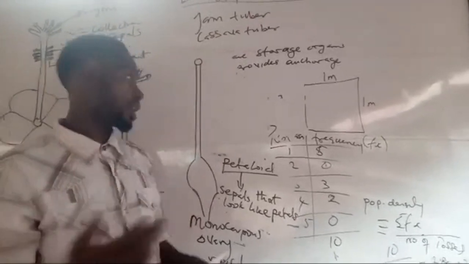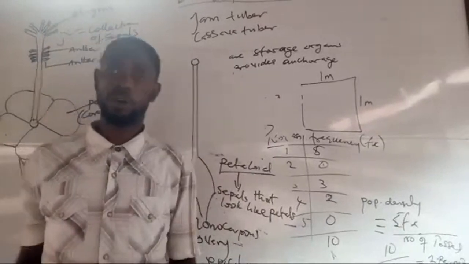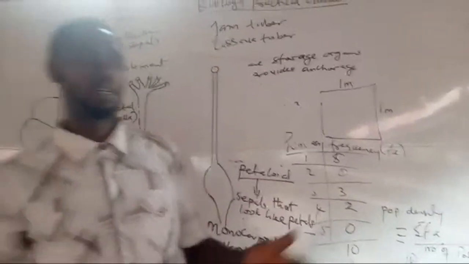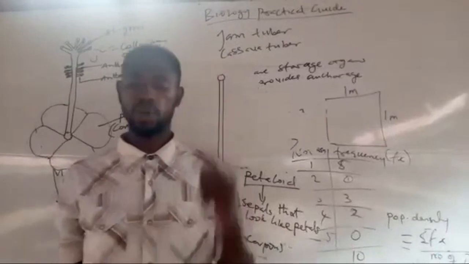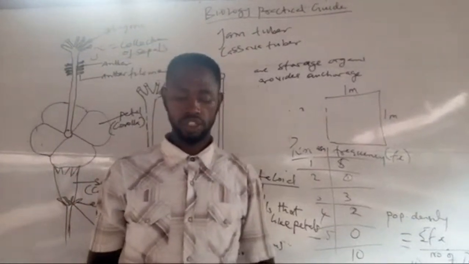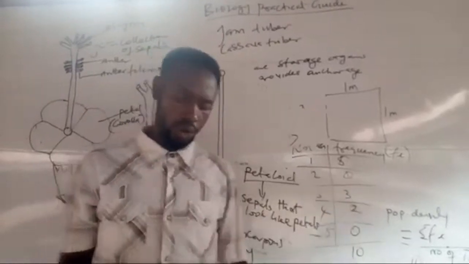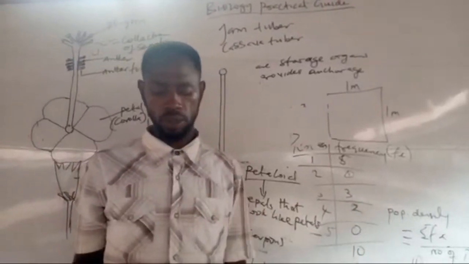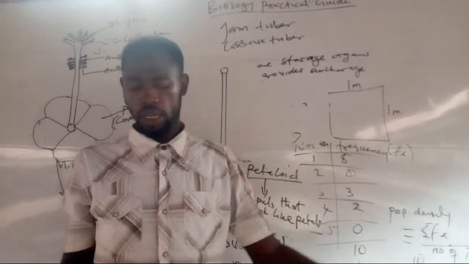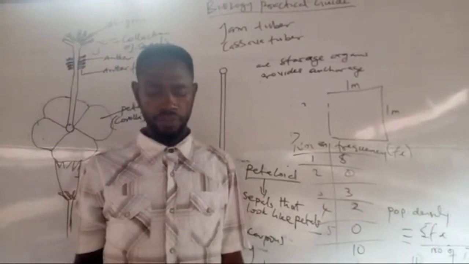Then quadrat, I told you, is a frame made up of either iron or wood of accurately known dimension. So it is nice you are there, and I told you how we can use the quadrat. And we have rain gauge for measuring the amount of rainfall per month, per year, per annum. Then we have rice and granite.